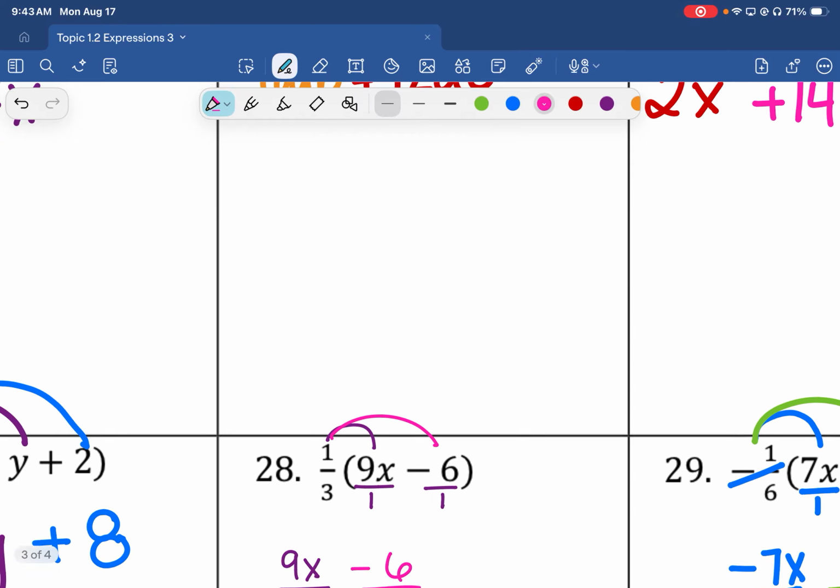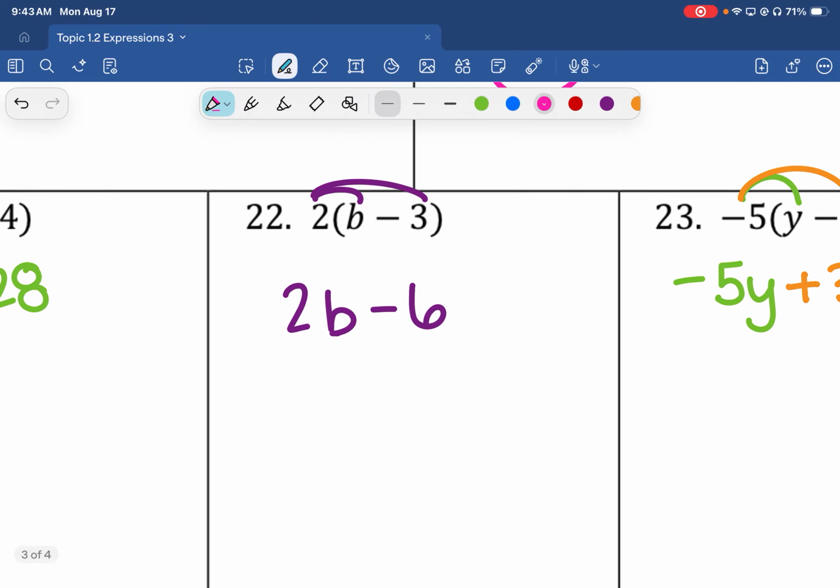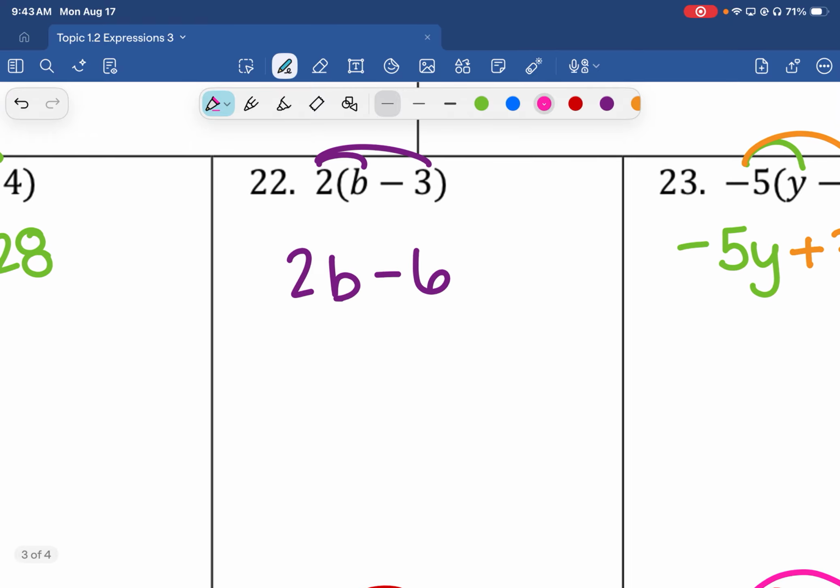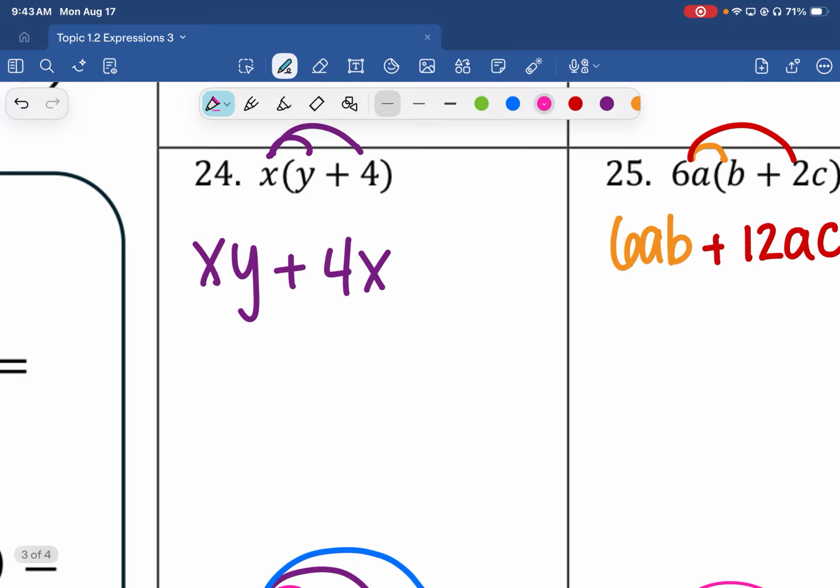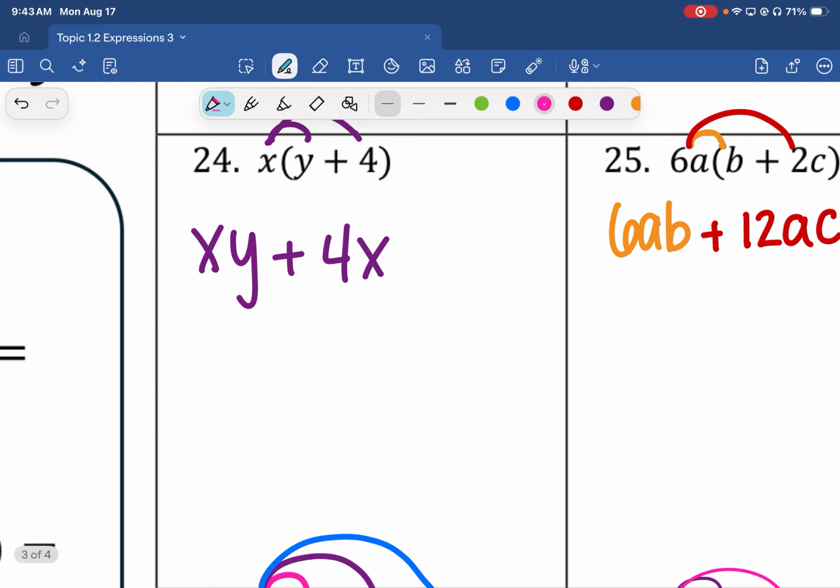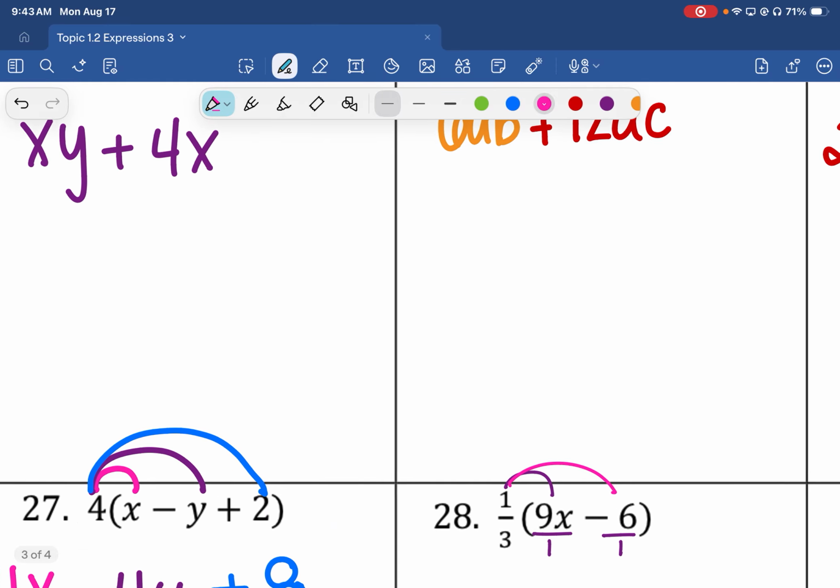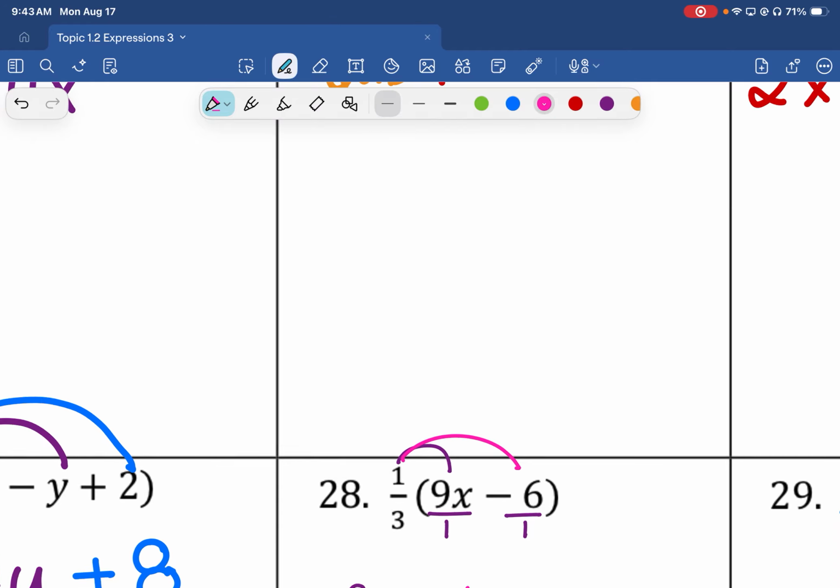All right. What did y'all get for the answer of 22? 2b minus 6. It is 2b minus 6. Okay. For question 24, what did y'all get? XY plus 4x. Okay. For question 28. Oh, that's what I got too.